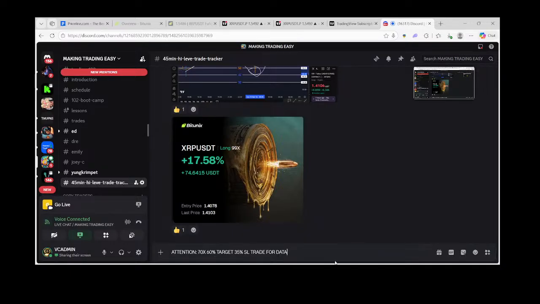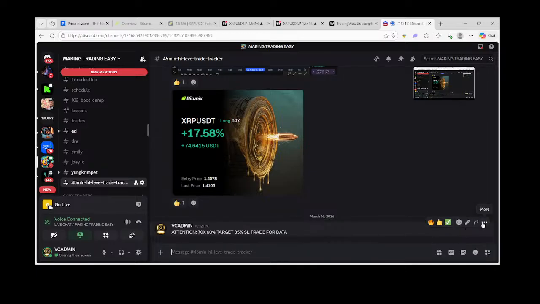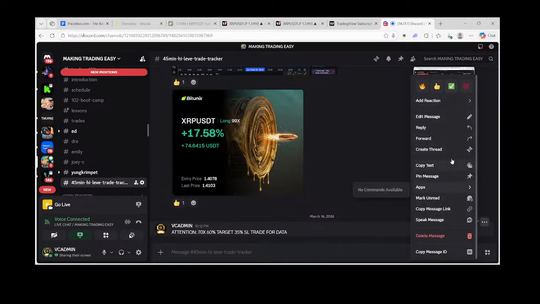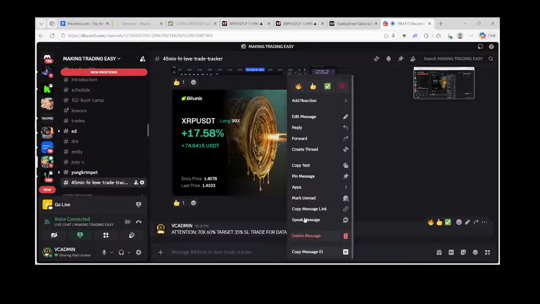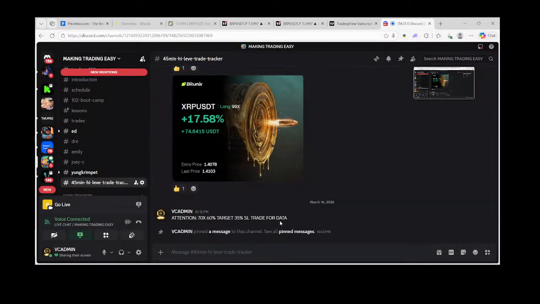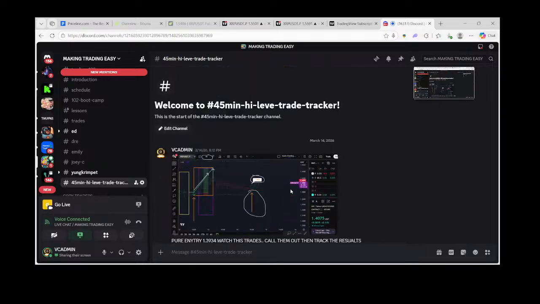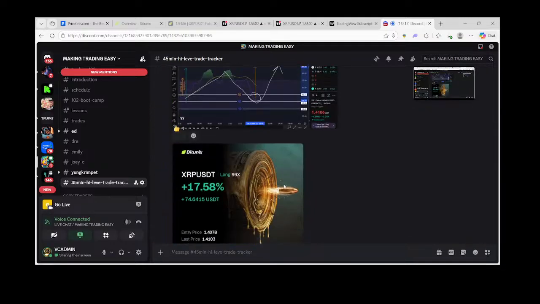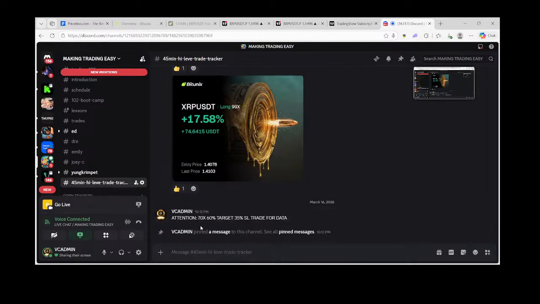Now when I post this, I'll just pin this up top. So if you ever need to know what the trade is or what we're trying to do, just slide to the top, and it should be pinned there in the section. But that's the trade: 70, 60, 35. And I'll repost that more often. So when we do this trade, we're doing a 70x leverage, a 60% target, and a 35% stop loss for data, right? As we get the data and start to improve on this, then we can get to the situation where we can start adjusting this, right?